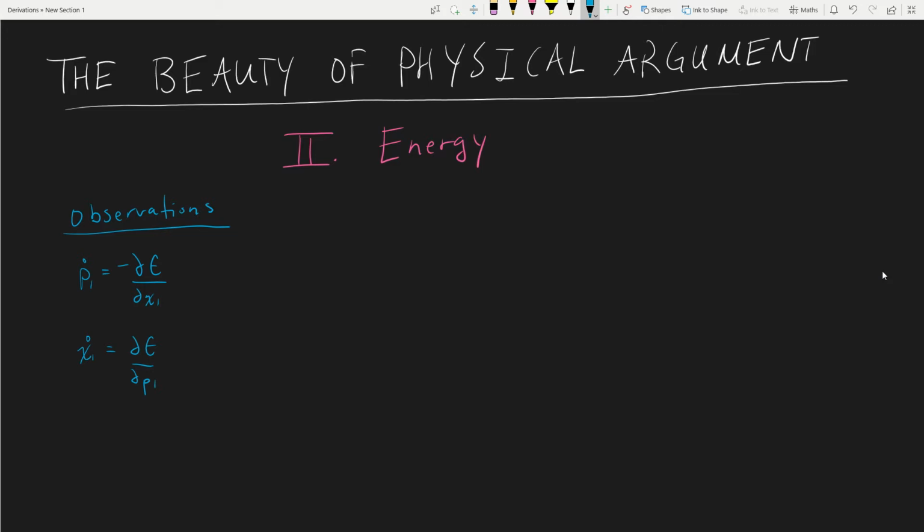Now, I'm not going to derive these. In fact, I will never derive these. These are observations that we can make about, imagine, so what this says, let me write it this way. What this says is that epsilon is composed of what we call kinetic energy and potential energy. And these partial derivatives suggest that the force is associated with the potential. So I'm going to just loosely write an association here that the potential energy is associated with P1 dot, which is the force, and we'll get to that. And the kinetic energy is associated with x1 dot, which is the speed.